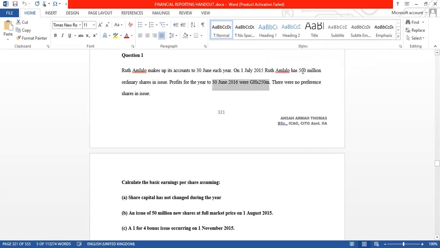So they said that you have 5 million ordinary shares in issue, and you are given this information. It says that share capital was not changed. If it is not changed, then what we need to go through is to use our 250 million and divide by our 500 million as if nothing happened. So it's as simple as that.